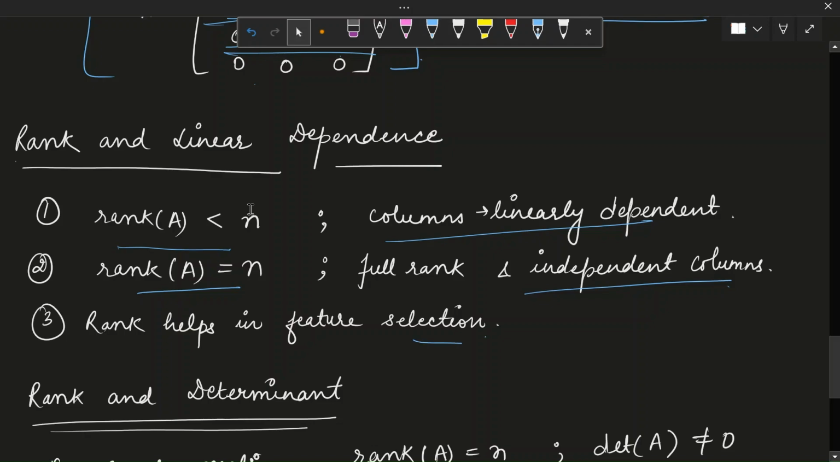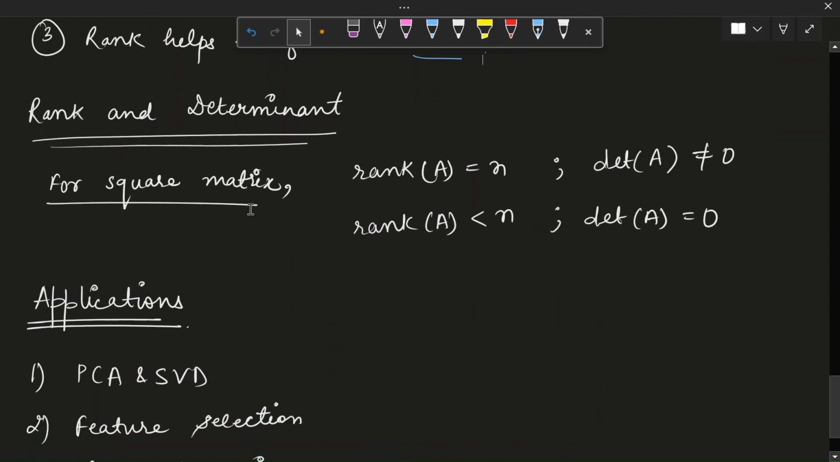The next topic to discuss is rank and determinant and how they are related to each other. For a square matrix A of size n cross n, if the rank is equal to n, then the determinant of this matrix will not be equal to 0, hence the matrix will be invertible. And if the rank is less than n, then the determinant will be equal to 0 and the matrix is singular, that is non-invertible. This property is used basically for solving linear systems and checking multicollinearity in regression analysis.